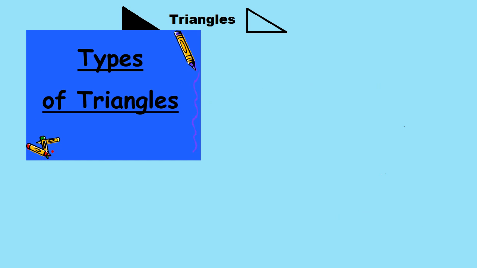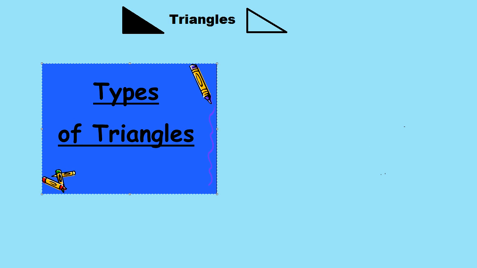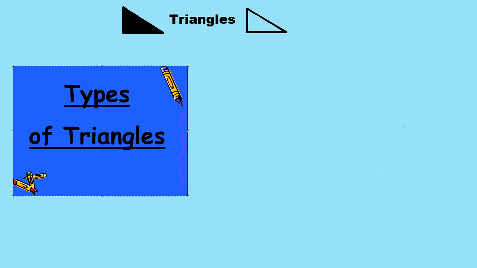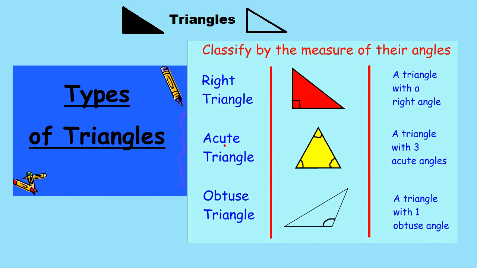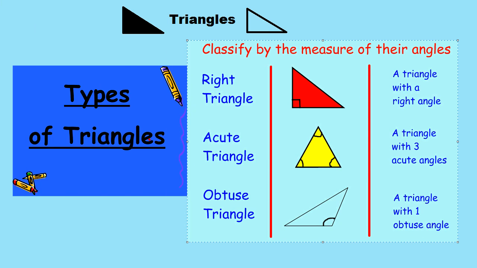So let's talk about types of triangles. Now, what types of triangles do you think that we have? We have the right triangle, an acute triangle, and an obtuse triangle. Let's do some examples of these.